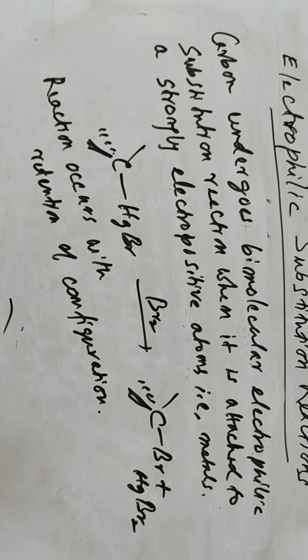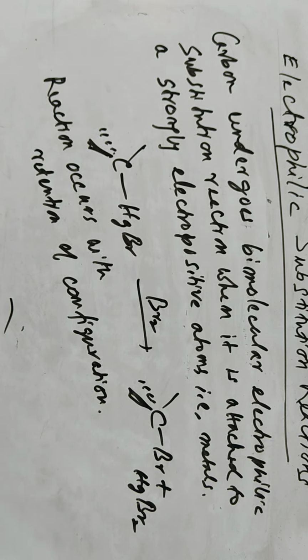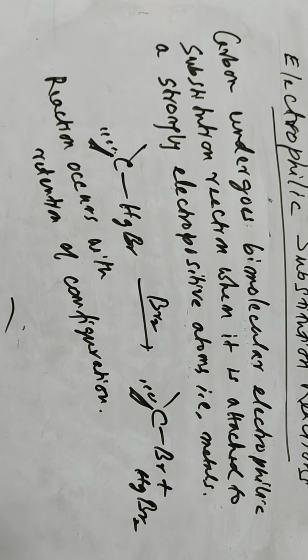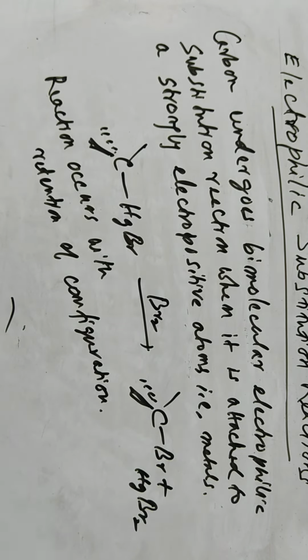So I'm repeating again, electrophilic substitution reactions can go like SE1, SE2, and SEi depending on the electronic systems. Carbon undergoes bimolecular electrophilic substitution reaction when it is attached to strongly electropositive atoms, that is, metals. So these are very limited for aliphatic systems. Now we come to electrophilic aromatic systems.